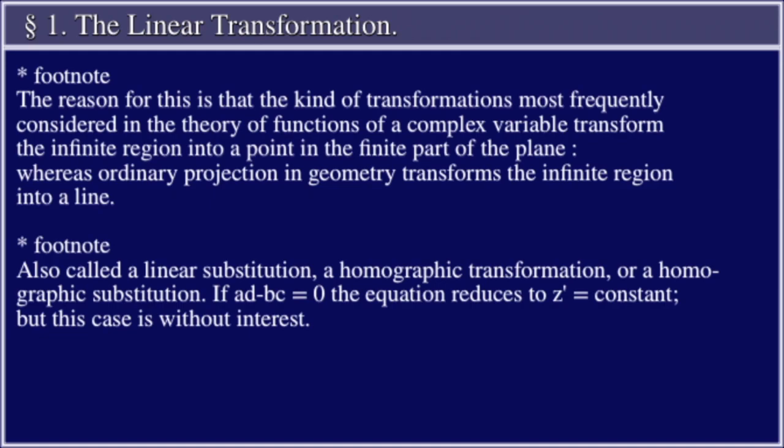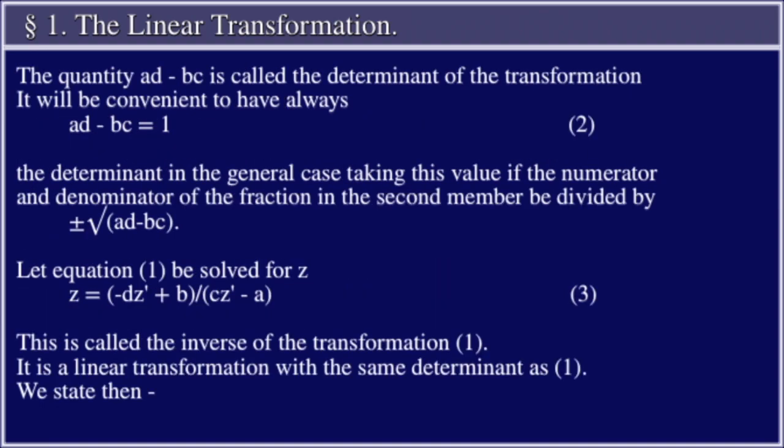If ad minus bc is equal to 0, the equation reduces to z prime equal to a constant, but this case is without interest. The quantity ad minus bc is called the determinant of the transformation. It will be convenient to have always ad minus bc equal to 1, equation 2. The determinant in the general case takes this value if the numerator and denominator of the fraction in the second member are divided by plus or minus the square root of ad minus bc.